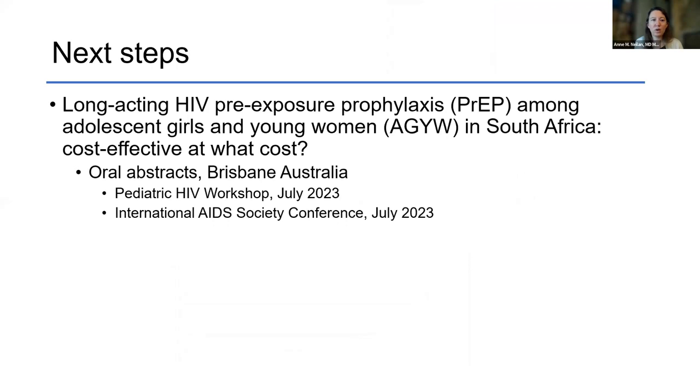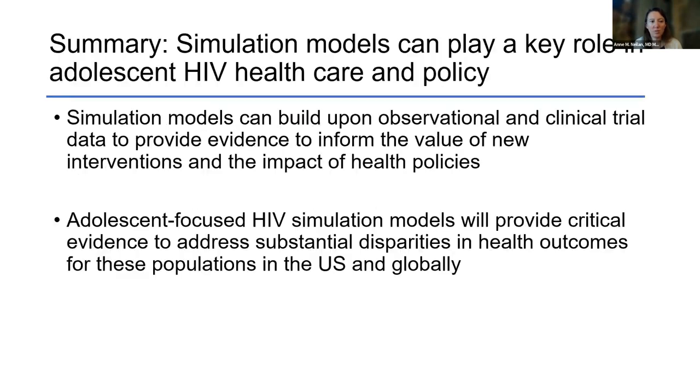So some of our early work with the DTHF will be at IAS this year. We're looking at long-acting HIV pre-exposure prophylaxis among adolescent girls and young women in South Africa, asking cost-effective at what cost, thinking about the individuals who would enroll in the FAST PrEP program, which Melissa and many of you are involved in. So look out for the oral abstracts at the pediatric HIV workshop and IAS as well.